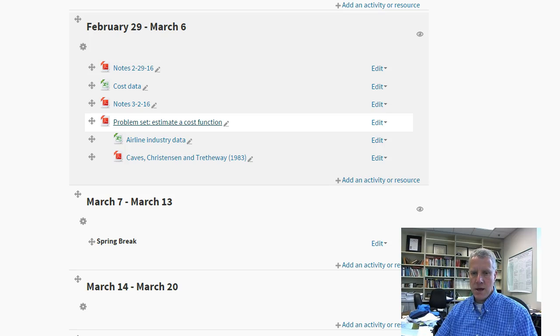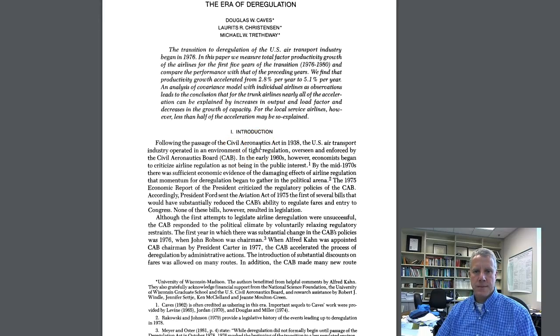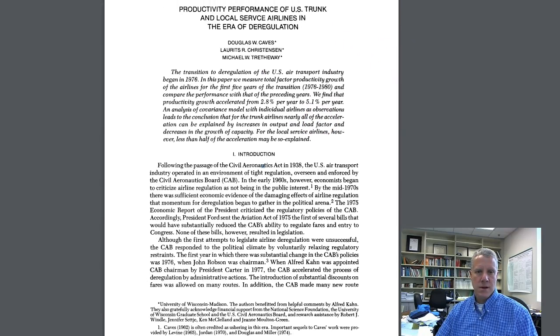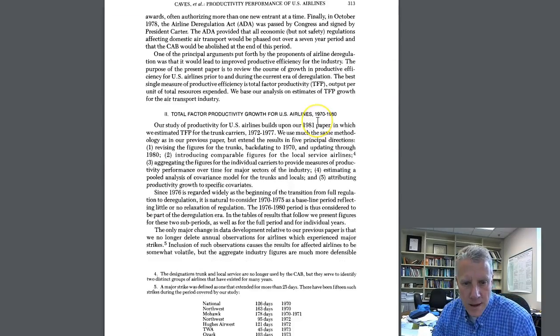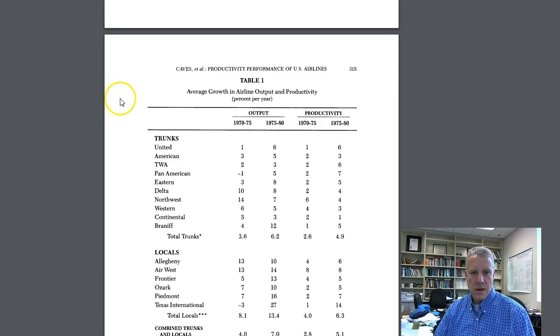Okay, so let's go back to the page here. If you're interested in the source of the data, Caves, Christensen, and Trethewey, there's the title, abstract, and there's the trunk and local airlines. If you're interested in the context of this study, you can skim through this paper. Let's see, 1, 2, 3, 4, 5, 6, 7, 8, 9, 10. There's 10 trunk airlines here.